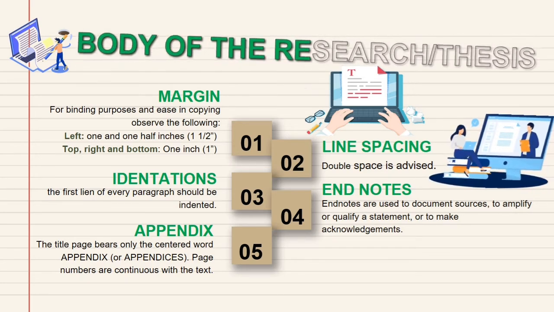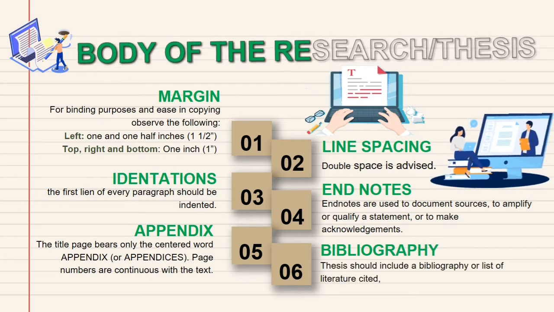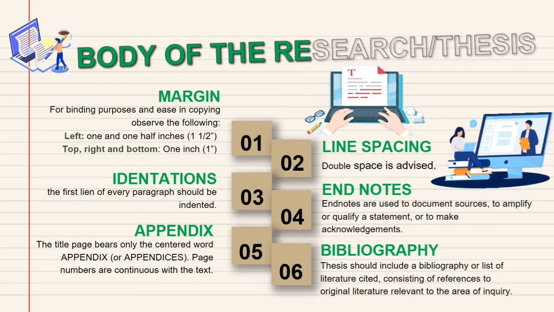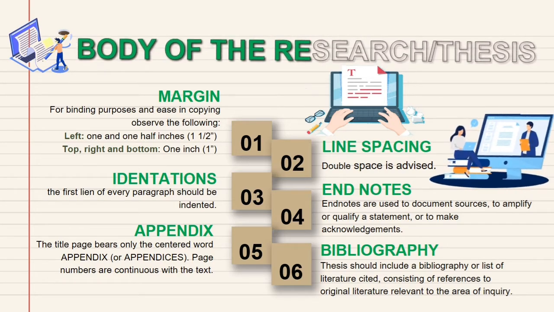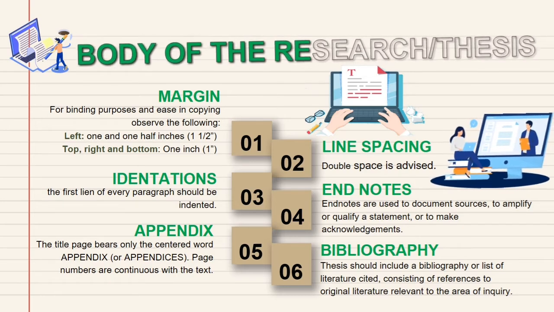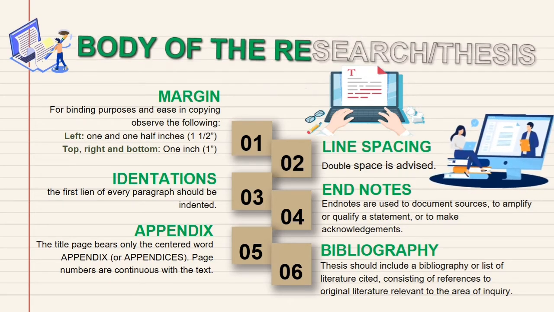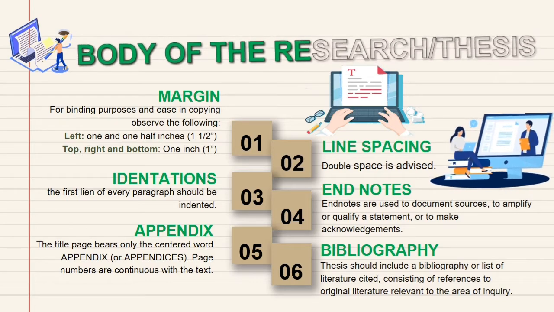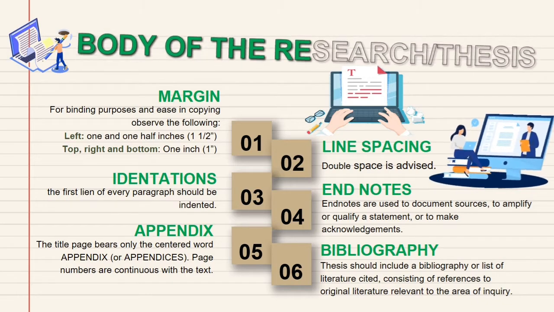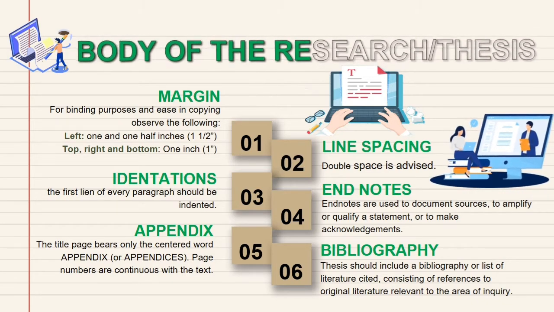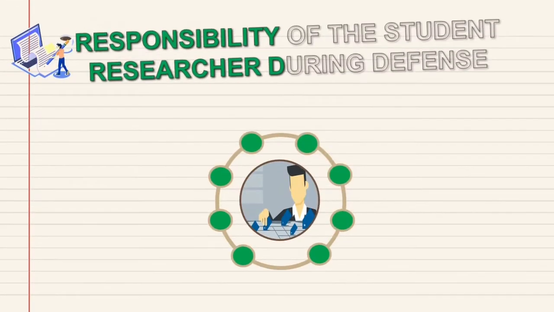Then finally, we have the bibliography. A thesis should include a bibliography or a list of literature cited consisting of references to original literature relevant to the area of inquiry. A bibliography must include, but is not limited to, all works cited in the text. Students should follow the approved style for the format of the bibliography, works cited or reference list, page numbers. In this case, page numbers are continuous with the text.